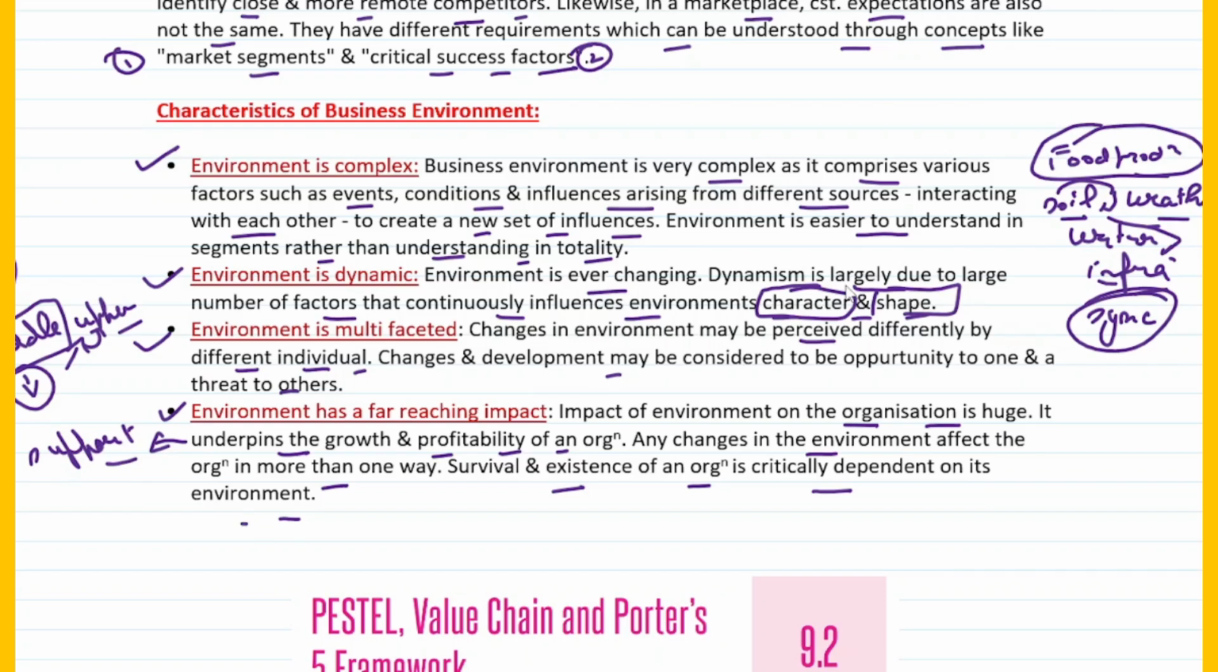So when you talk about characteristics of business environment, four things. First of all, it is very complex. Second one is very dynamic. Dynamic means it is ever changing. It is multifaceted because every person perceives it in a different way, and it has a far reaching impact because it supports the growth and the profitability of an organization.